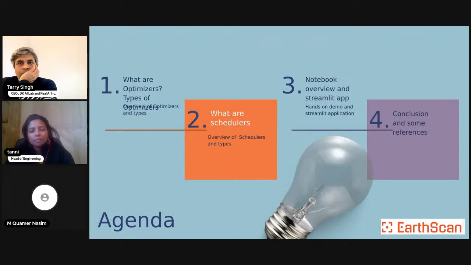As mentioned earlier, the agenda of this presentation is: first we will discuss what optimizers are and their types, and then what learning rate schedulers are and their types. Then, as already mentioned by Tanisha, we will have an overview of the notebook as well as the Streamlit app which you can play with. And finally, we will conclude this presentation.